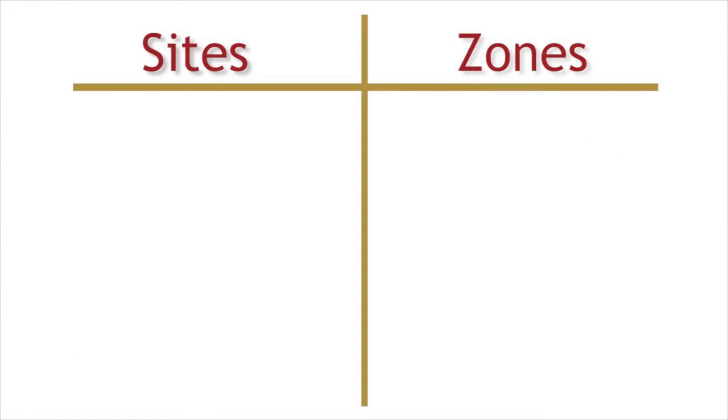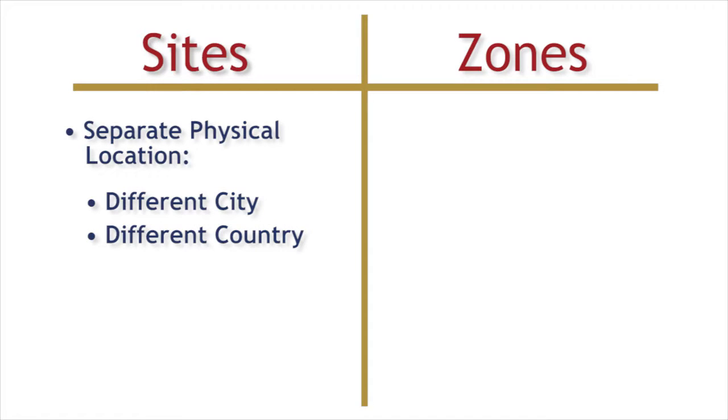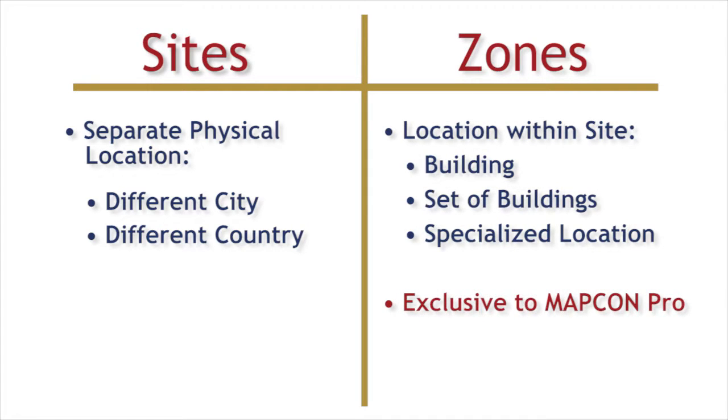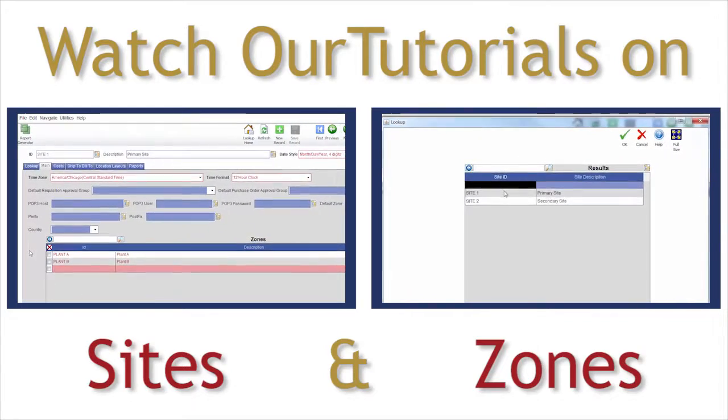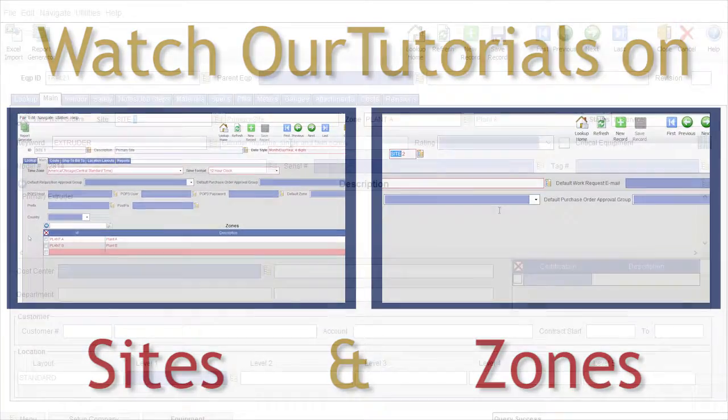It's important to know the difference between a zone and a site. A site can be thought of as a separate physical location, and within the sites exist zones. Think of zones as designated sections within the overall site. Zones are exclusive to MAPCON Pro, whereas sites are available in both Pro and Lite versions of MAPCON. To learn more, watch our video tutorial on sites and zones.